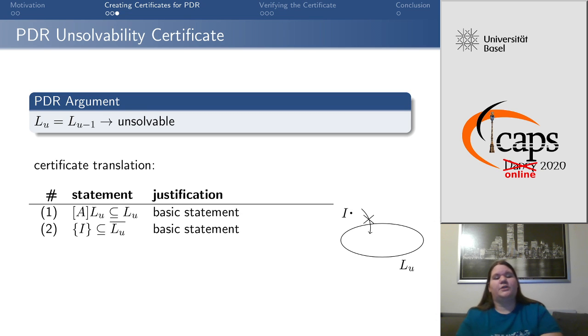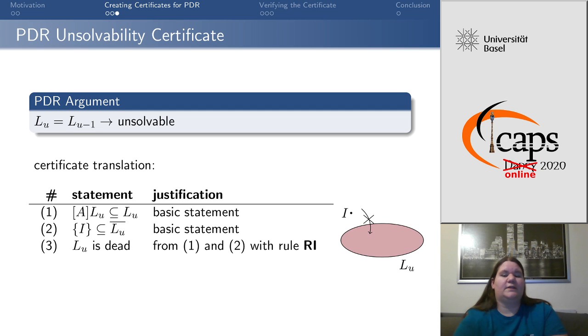Secondly, PDR actually guarantees that at the end of each iteration, the initial state is not in any of the layers. So we know that the initial set of the initial state is in the complement of LU. With these two pieces of information, we can now already conclude that LU must be dead, because every plan must start outside of LU, but you can't get into LU from there, so no plan can reach LU.